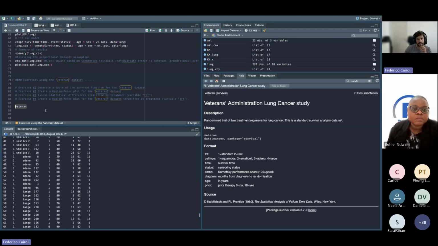And finally, exercise number 4, using this database, you are going to create a Kaplan-Meier plot for the veteran dataset stratified by treatment. Not only statistical difference, but also creating or plotting this Kaplan-Meier curve. I just finished. Buhle, you are mute.